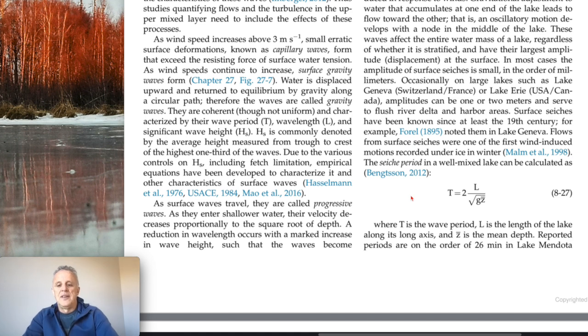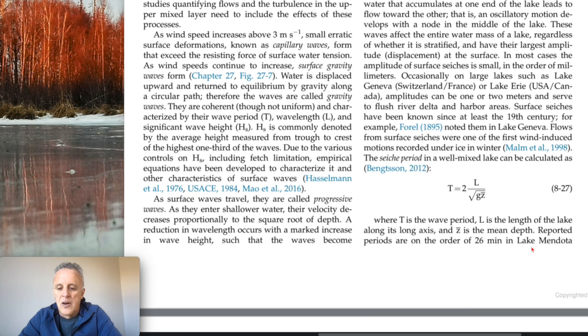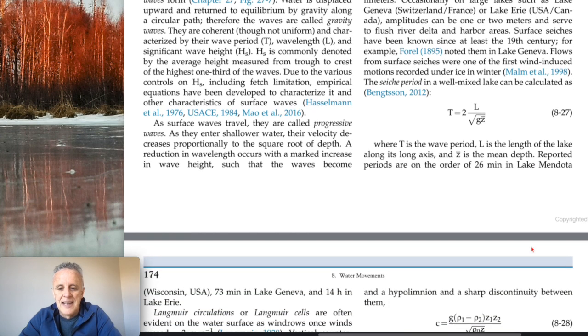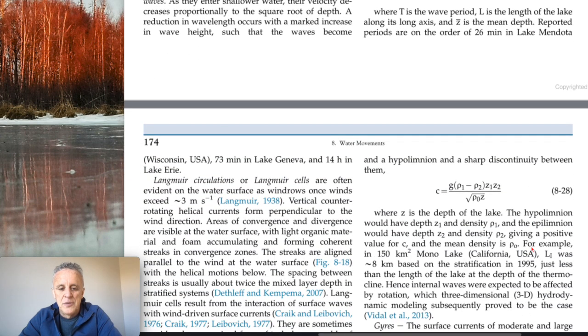The seiche period in a well-mixed lake can be calculated as T = 2L / √(g Z̄), where T is the wave period, L is the length of the lake along its axis, and Z̄ is the mean depth. Reported periods are on the order of 26 minutes in Lake Mendota, 73 minutes in Lake Geneva, and 14 hours in Lake Erie.